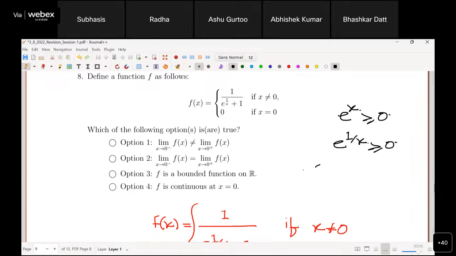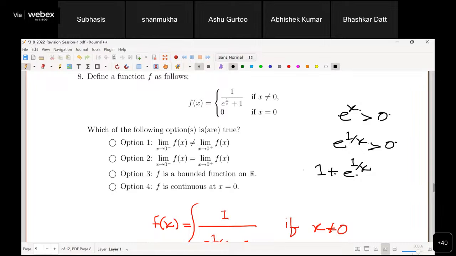Sir, is it 0 or 1? E power x greater than or equal to 1 or 0? It's greater than or equal to 0. You can write it as strictly greater than 0, because e power x is not 0. See, if x is negative, then e power x is certainly less than 1, right? It's not equal to 0. It doesn't matter whether you write greater than or equal to 0 or strictly greater than, it's a matter of notation.